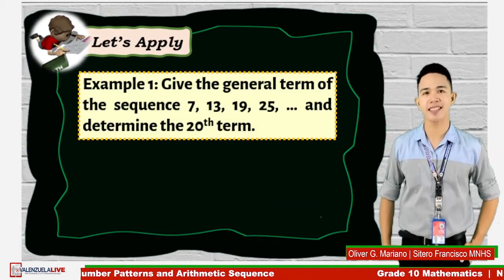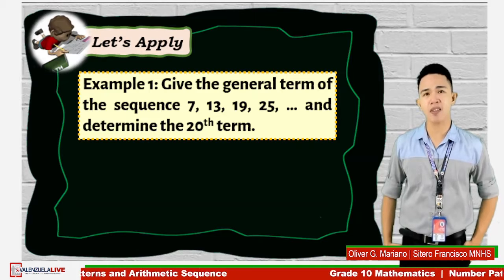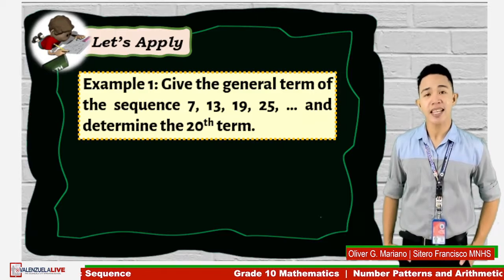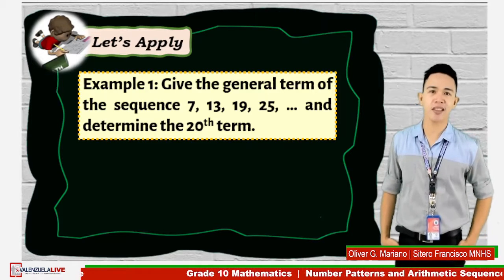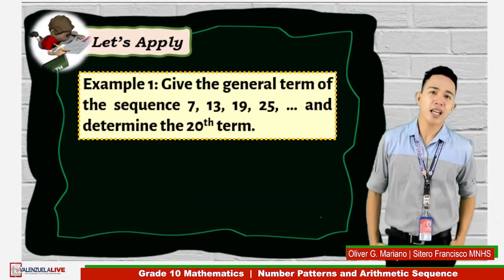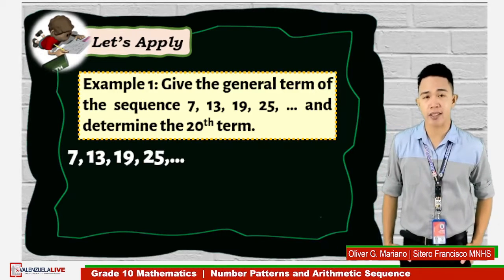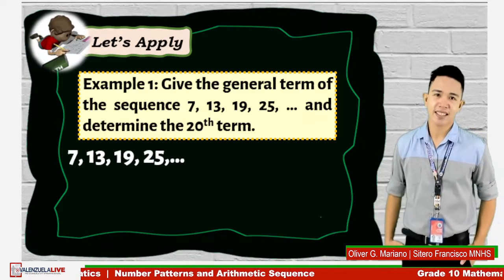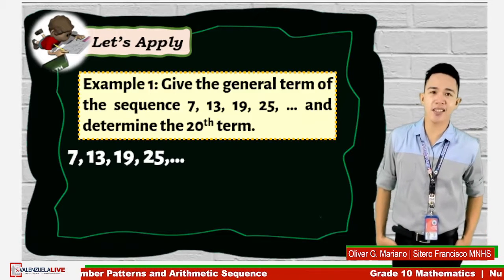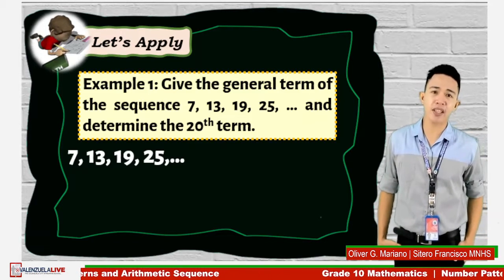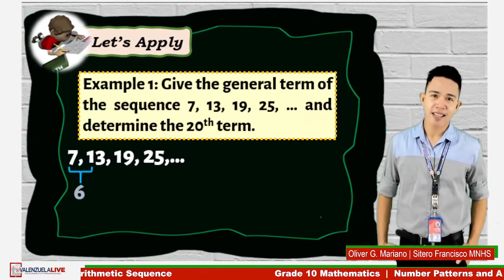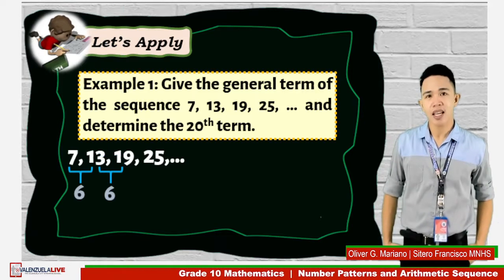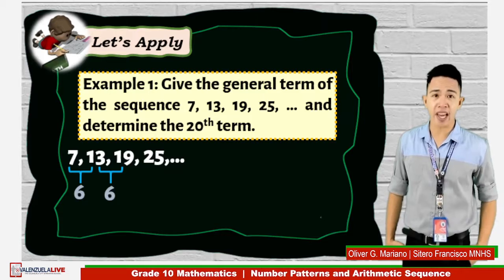Example number 1. Give the general term of the sequence 7, 13, 19, 25, and so on, and determine the 20th term. First, let's write the given sequence and observe its pattern. Can you describe the pattern in this sequence? Good. We can clearly see that the difference between 13 and 7 is 6. Same for 19 and 13. As well as between 25 and 19.